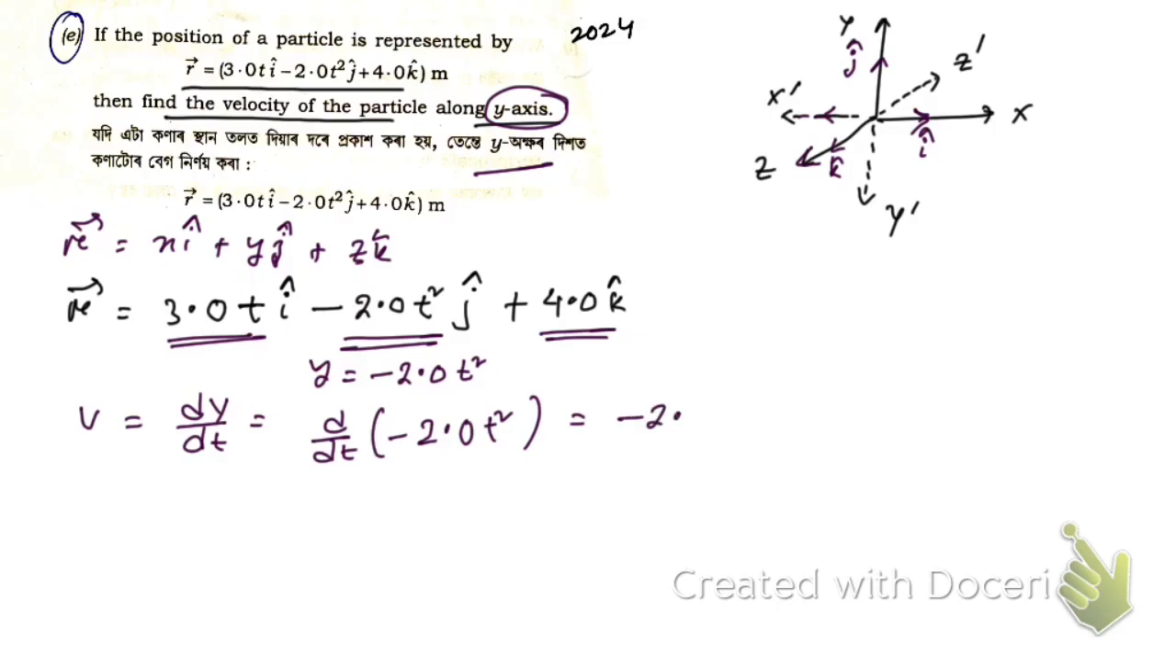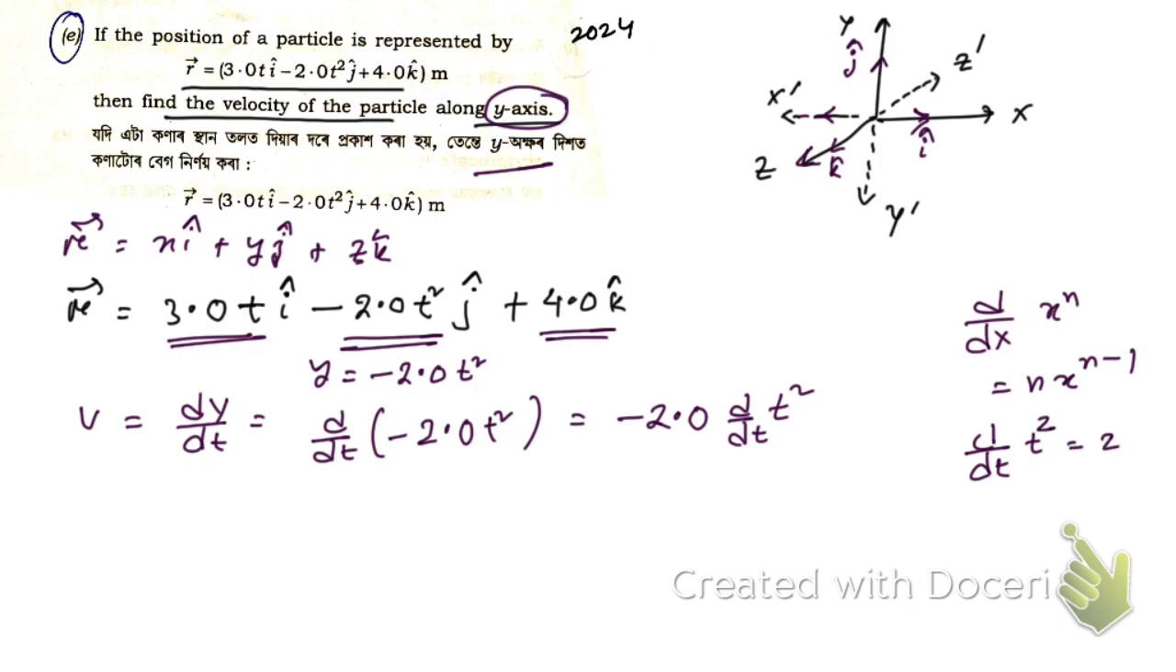So minus 2.0 is constant, that is taken out of the derivative, and derivative of t square, you know that d/dx of x to the power n is n into x to the power n minus 1. So here instead of x we have t, and instead of power n we have power 2. So it's going to be 2 into t to the power 2 minus 1. That means it is 2 into t, right? Minus 2.0 into 2t. So if you multiply these two, then it's going to be minus 4t.